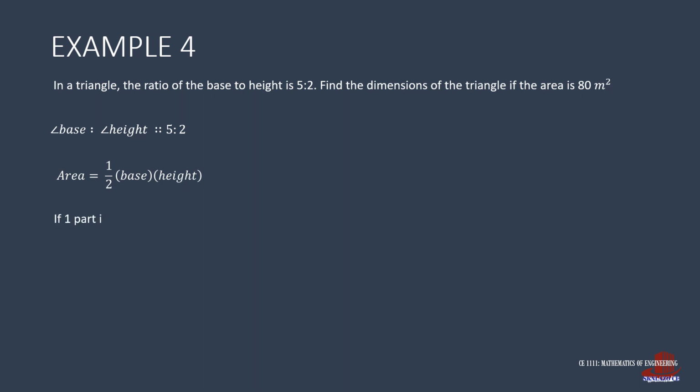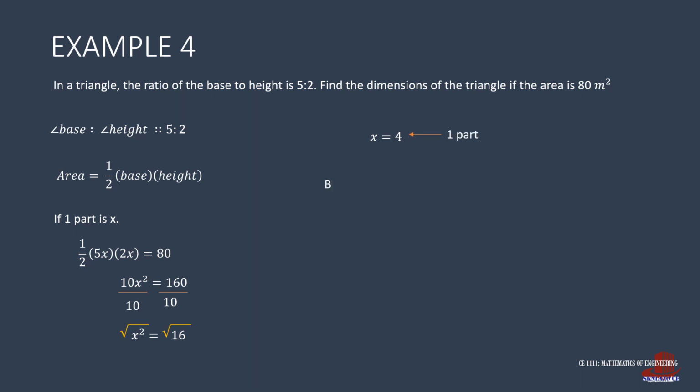If we assign one part as x, the solution becomes half of 5x times 2x as equal to 80 square meters. Simplify and get 10x squared as 160. Divide both sides by 10 and get x squared as 16. So x is solved by taking the square root of 16, which is 4. This is the single part.